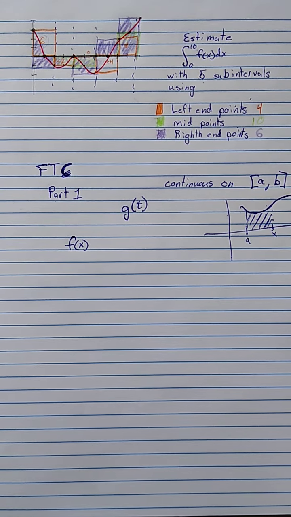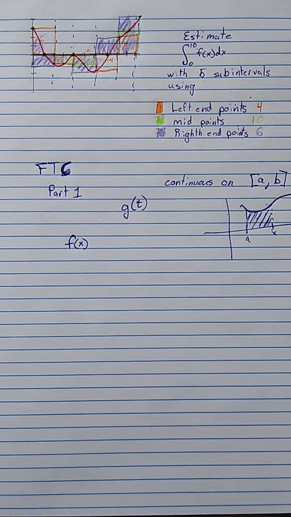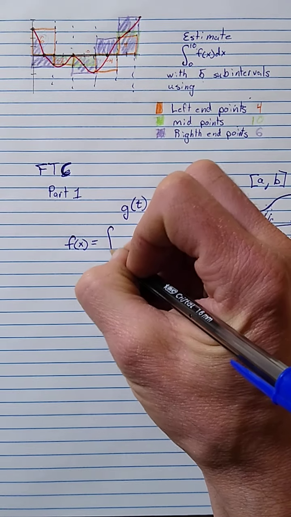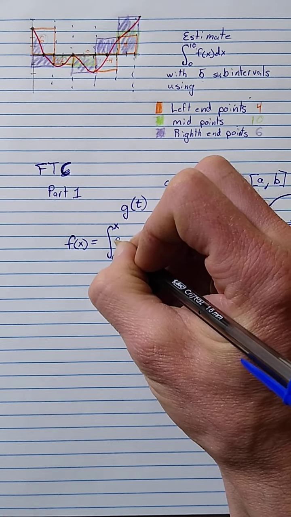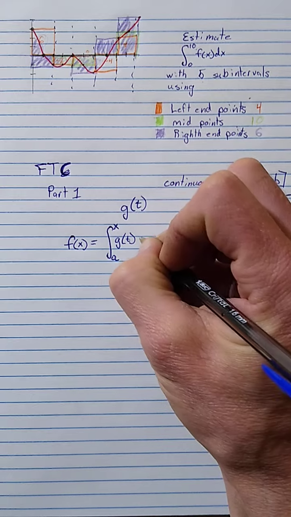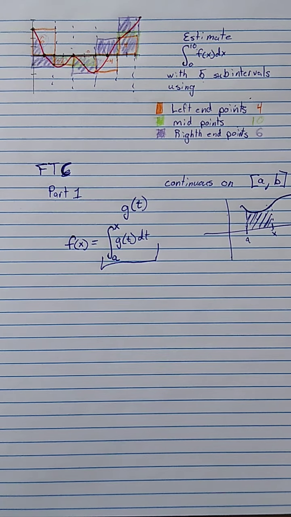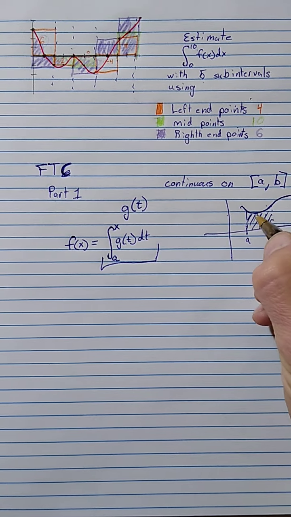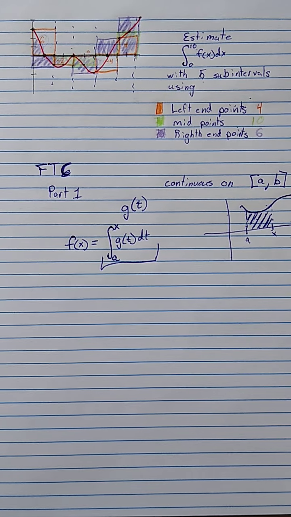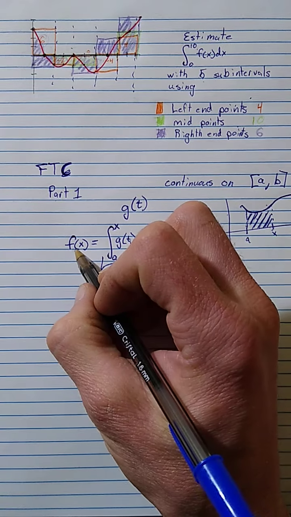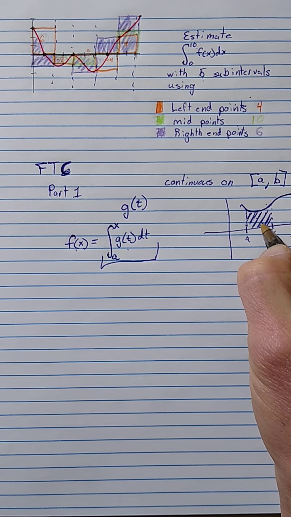So I might as well invent some symbol and say what do I mean when I say this area here? Well, that area is given the symbol saying I take the area from A to X, G of t, and then I put a dt on the end. So this is just a symbol saying I take this area and I give it a name. It's defined based on areas.